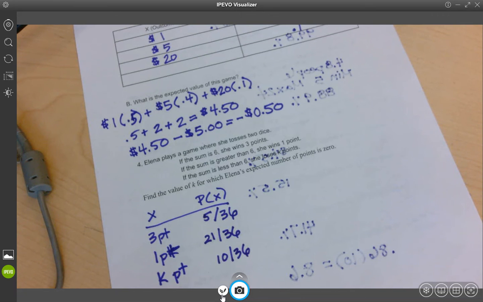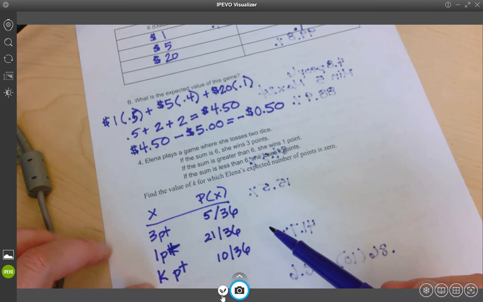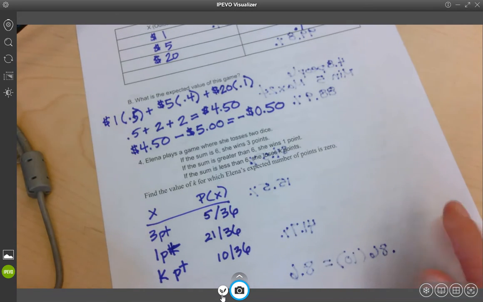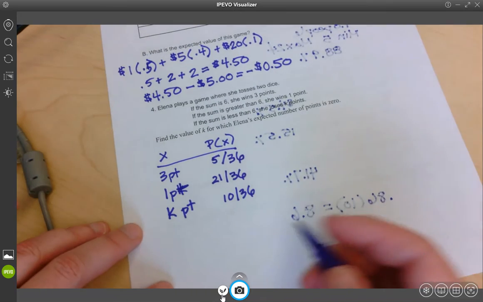Okay, so there's no paying in this game. Did you guys get that? So you just want the expected number of points to be 0. That means that K has to be what kind of number? A negative number, yeah, because we already have 2 positive outcomes, and we don't have any negative outcomes to balance those out. We want it to equal 0. So we do know it's going to be negative. That does not actually help us find it. It's just a prediction.